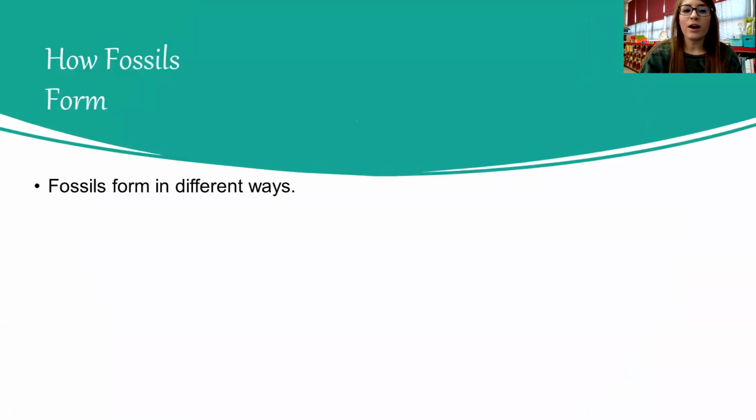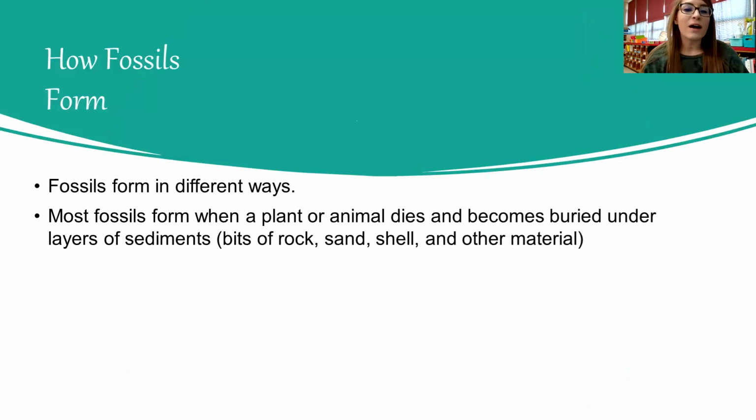All right, so how do fossils form? Fossils can form in a bunch of different ways. Most fossils form when a plant or an animal dies and becomes buried under layers of sediment, which is rock, sand, shell, other material. And remember, we talked about earlier in the school year how sedimentary rock is actually the only type of rock you can find fossils in.